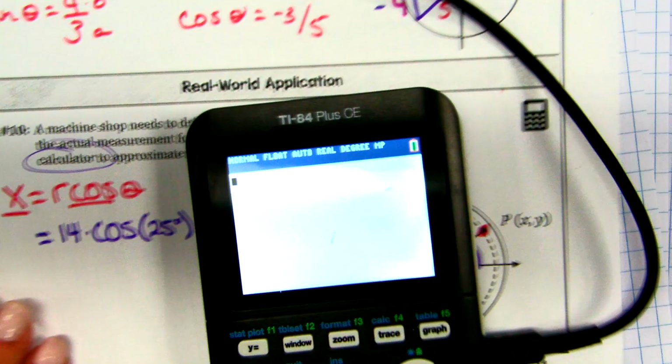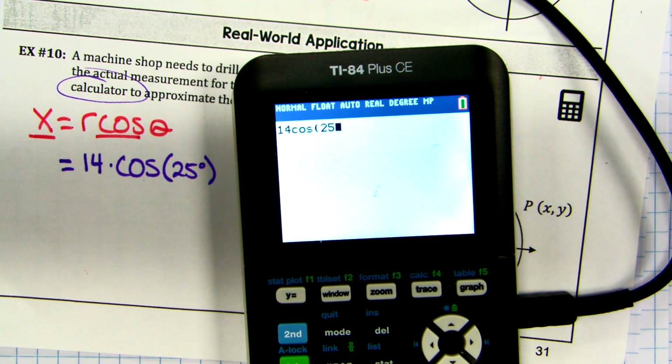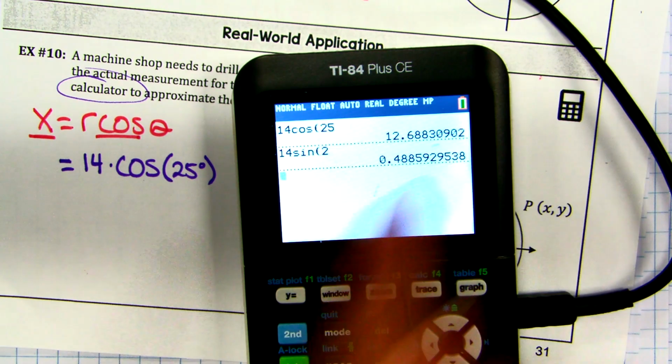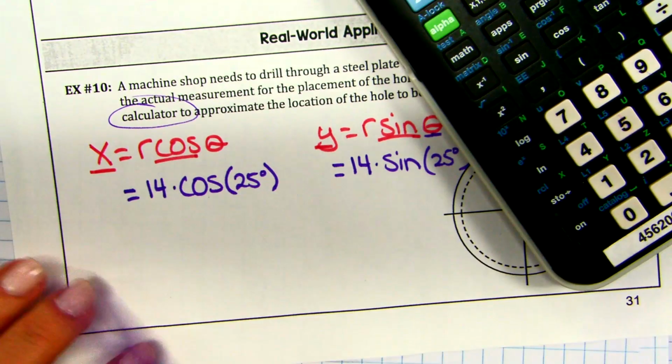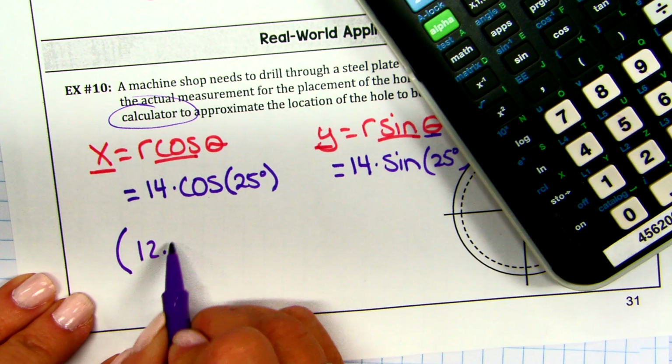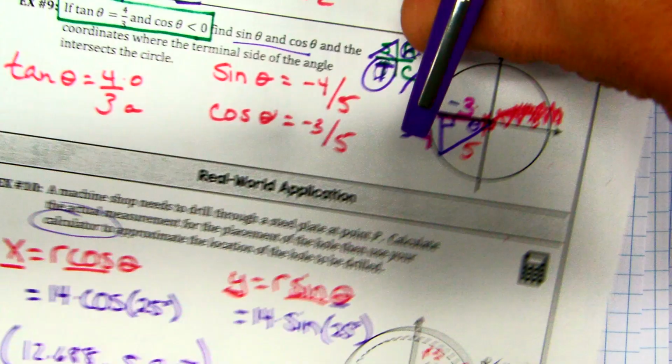So now we just type it in. 14, and cosine's right here in the middle, cosine 25 and 14 sine 25. And there's my x, there's my y, rounding to 3. 14 times cosine of 25 and 14 times sine of 25. Okay, those are my two ordered pairs. Makes sense that they're both positive. We're in quadrant 1. 12.688, 5.917. So why are we getting decimal answers?